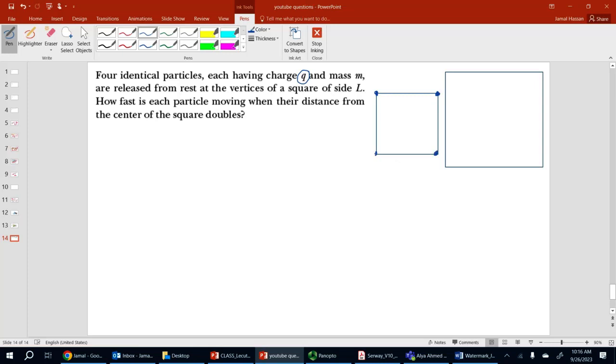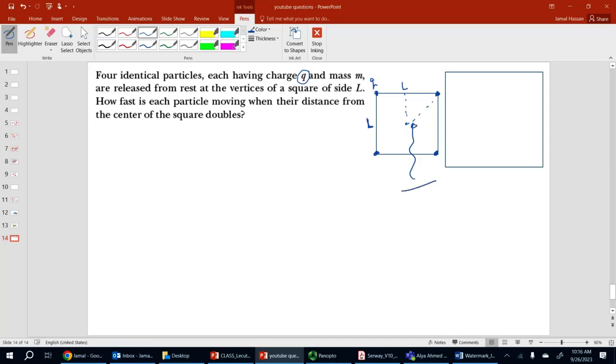Usually if I have multiple point charges, I call them Q1, Q2, Q3, but because they have the same Q, it's not important to call them 1, 2, 3, 4. Okay, so the distance between the sides is L. The distance from the center, we need it, so let's calculate this distance. Okay, now this distance, it's obvious.